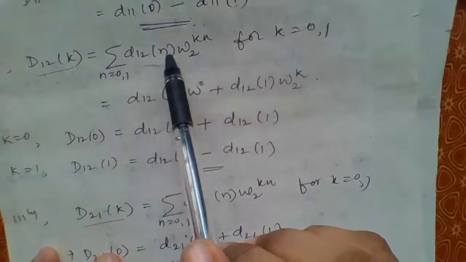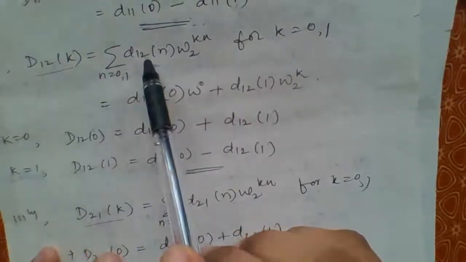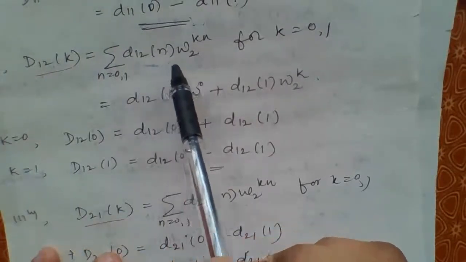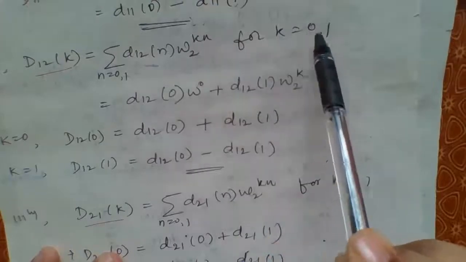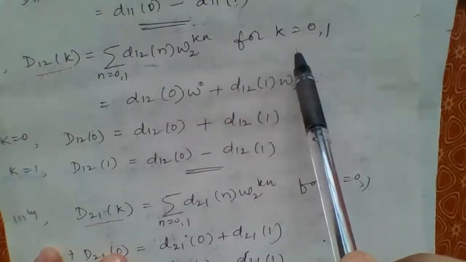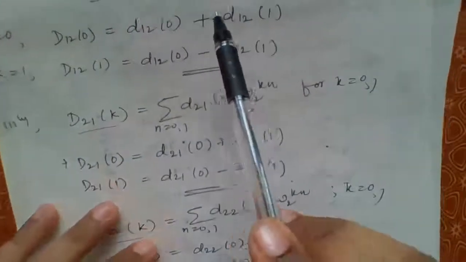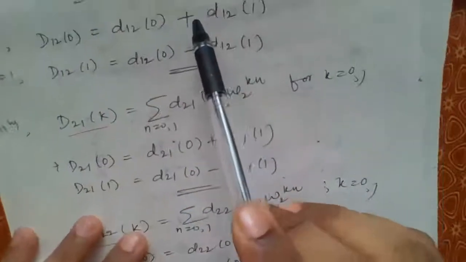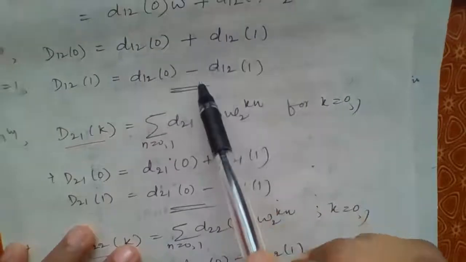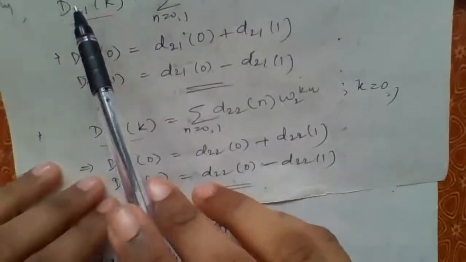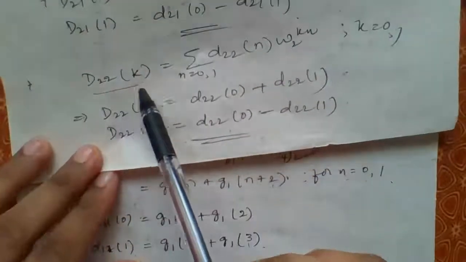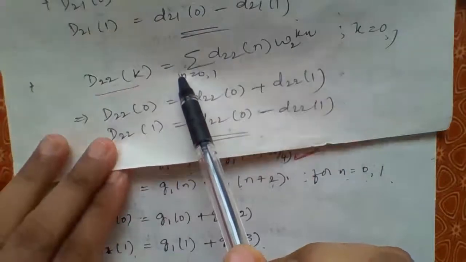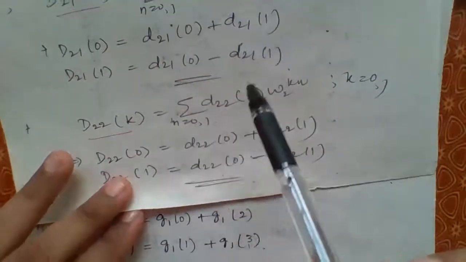So once it is 1 2, here the sequence will be 1 2 of n, that's all. Further, Twiddle factor k equal to 0 1, everything is same. Now you just go on substituting the k values, write two equations, one is plus, the other one is minus. Similarly for d21 of k, and the last one for d22 of k.